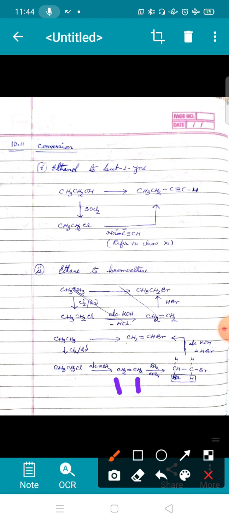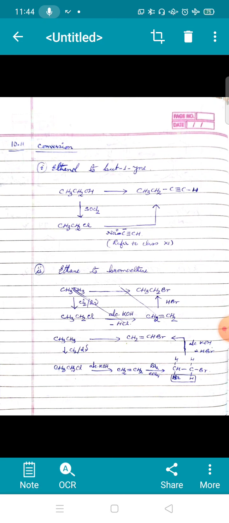Both the carbons take up one bromine each and it is converted to a saturated hydrocarbon. Now from here we again heat it with alcoholic KOH and HBr is lost, and that's how we get the product. You may look for some alternative methods if you find. Okay, so that's how we convert ethane to bromoethene.